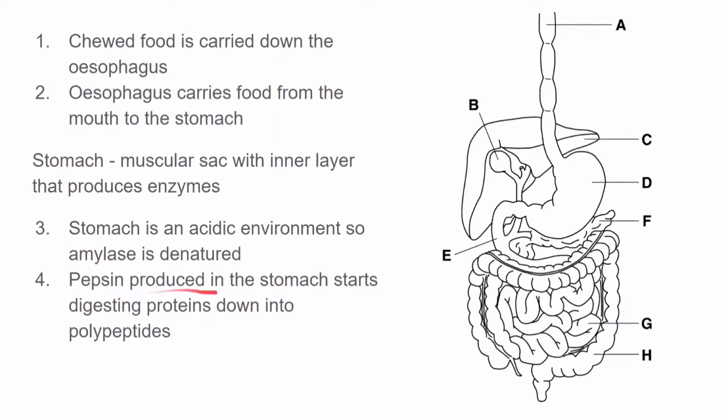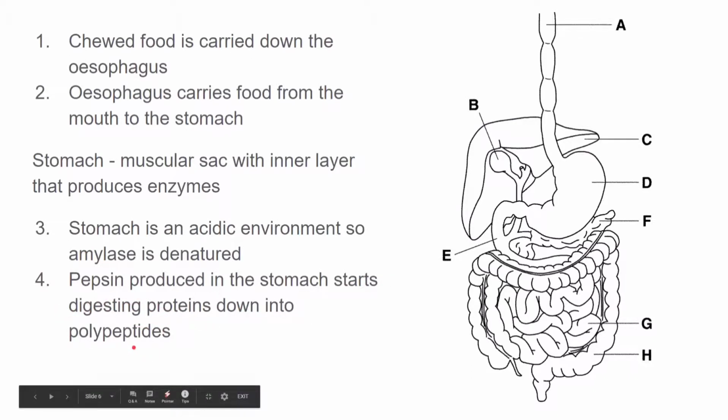But pepsin is produced in the stomach. So this starts digesting proteins down into polypeptides. So even though we stop the digestion of carbohydrates, we start up the digestion of these proteins with the pepsin produced by the stomach.